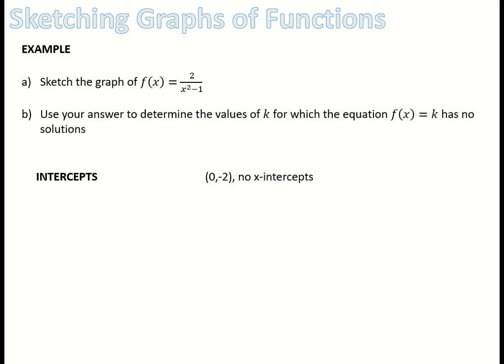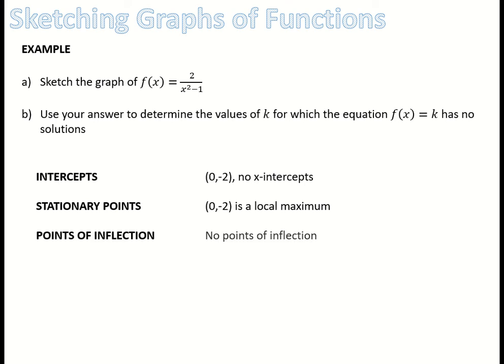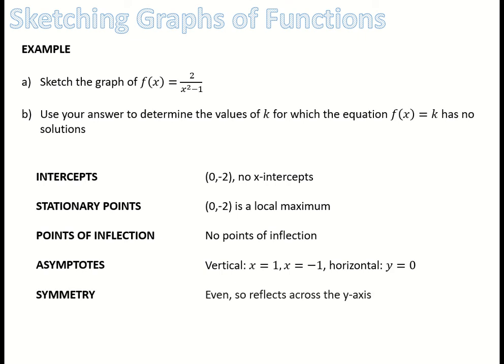We've got (0, -2), which is obviously a y-intercept, but we have no x-intercepts. We have a stationary point at (0, -2), which is a local maximum. There were no points of inflection. We had asymptotes: vertical ones at x equals 1 and x equals -1, and a horizontal one at y equals 0. And then the symmetry was that it was even, so it reflects across the y-axis.